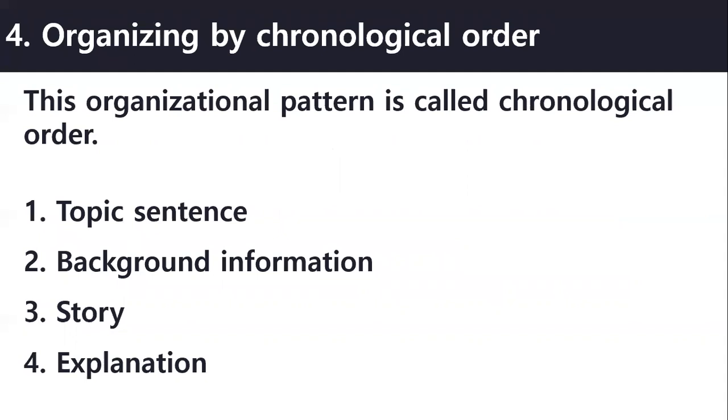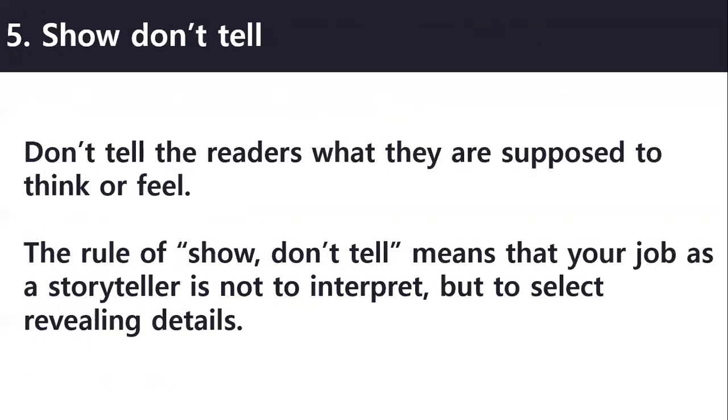Then we have organizing by chronological order. In telling a narrative, a writer organizes the events in the story according to time. This organizational pattern is called chronological order. The writer gives the topic sentence, necessary background information, the story itself, and an explanation of the point. As you can see, we have the four components, which are the topic sentence, the background information, the story, and then the explanation.